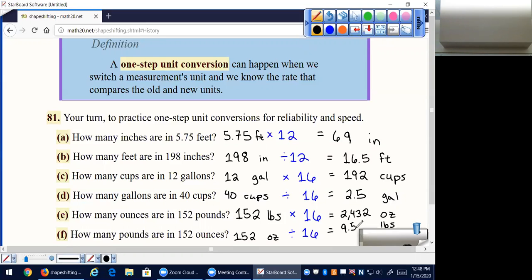So, it's a little bit like riding a bicycle. If you have to stop and think, wait, which is bigger? Cups or gallons, then you need a little more practice because you want that to be fast. But all you have to do is remember which is bigger very quickly, and then you'll know whether you're multiplying or dividing.